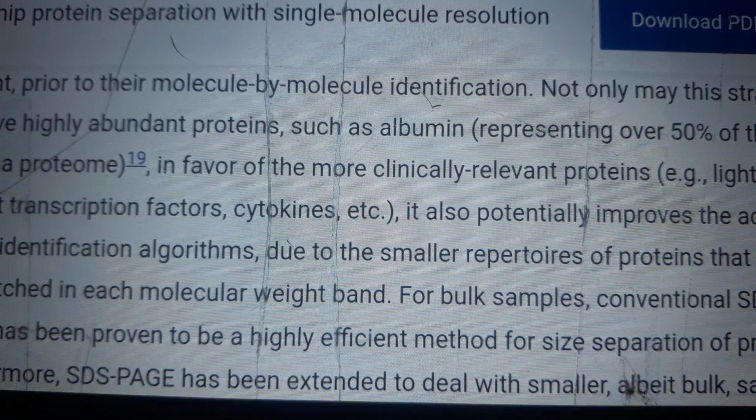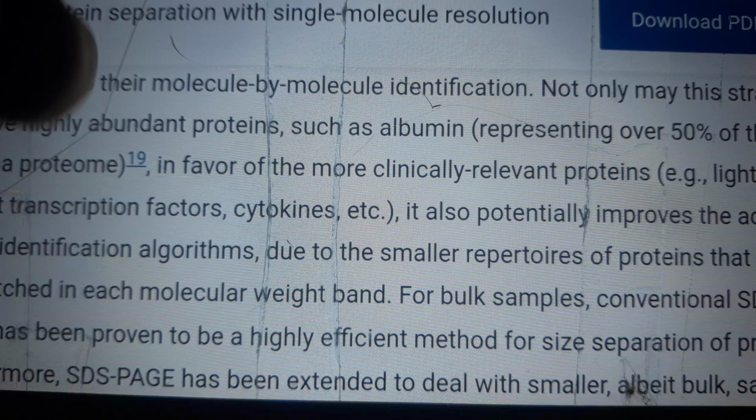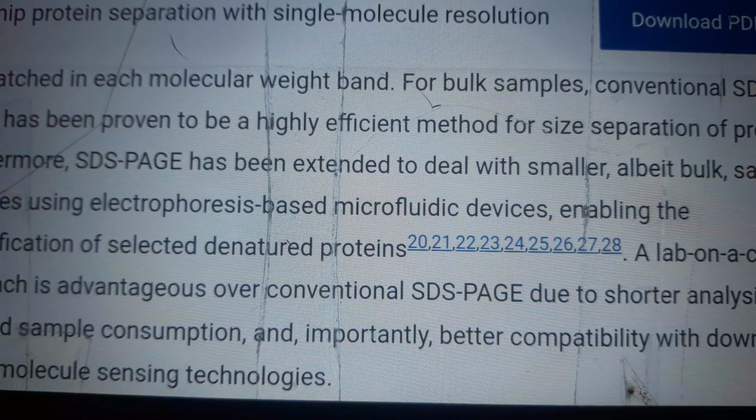Not only may the strategy remove highly abundant proteins such as albumin, representing over 50% of the plasma proteome, in favor of the more clinically relevant proteins, for example lighter weight transcription factors, cytokines, etc. It also potentially improves the accuracy of the identification algorithms due to the small repertoires of proteins that need to be matched in each molecular weight band. For bulk samples, conventional SDS-PAGE has been proven to be a highly efficient method for size separation of proteins.